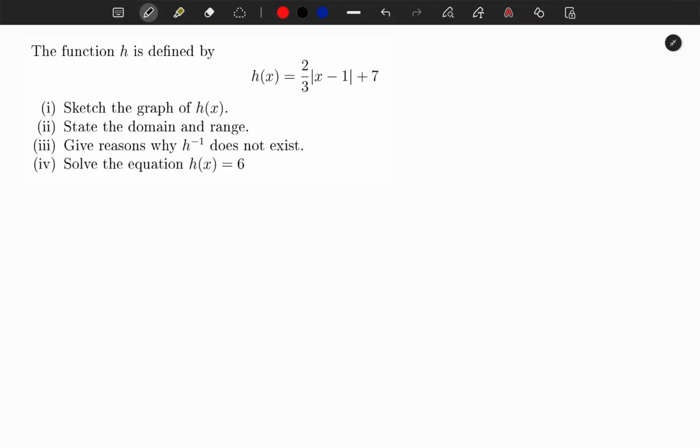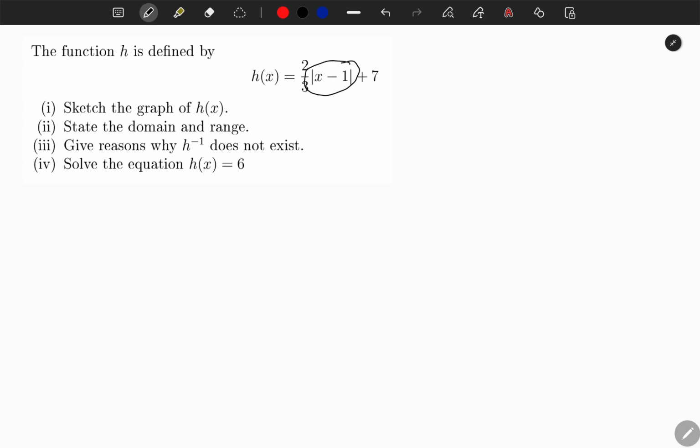So this is functions. We have the function h, which is defined by h of x is equal to 2/3 times the absolute value of x minus 1, plus 7. Sketch the graph of h of x. So how do we sketch this graph? First, we have to recognize the fact that this is an absolute function. And we know that an absolute function of x will always give you a V-shaped type of graph, right?